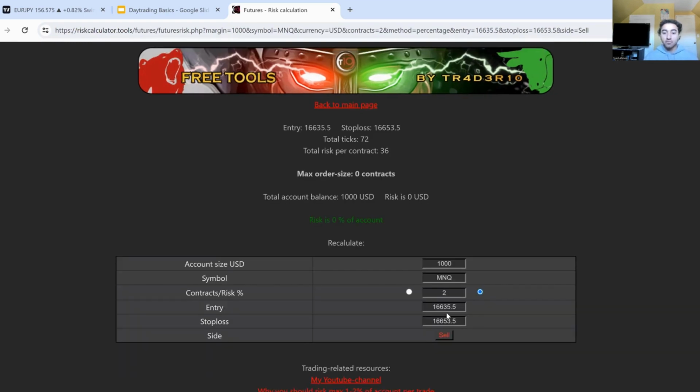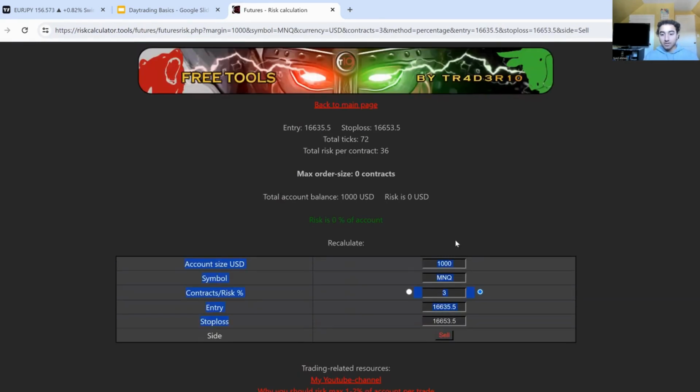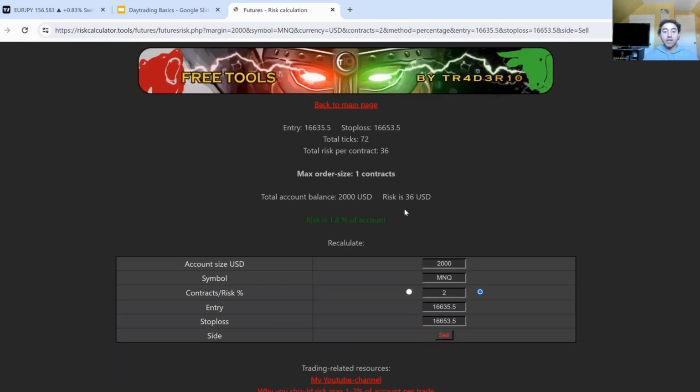So let's say I click this now, and now it says you risk 0% of your account, because you literally cannot risk 2% of your account per trade with this stop loss size. You're going to be risking way too much money. So this means that I have to either increase my risk to, let's say, 3%. I guess I still can't. Let's say 4%. All right, so now I can trade. Or I have to increase my account balance and decrease the risk percentage as well. And now I can trade.